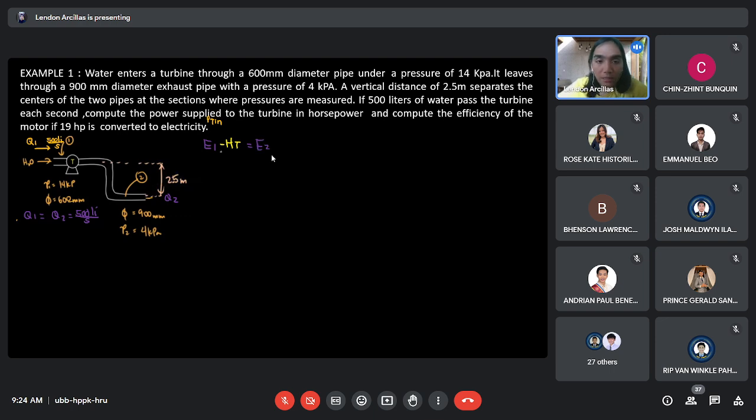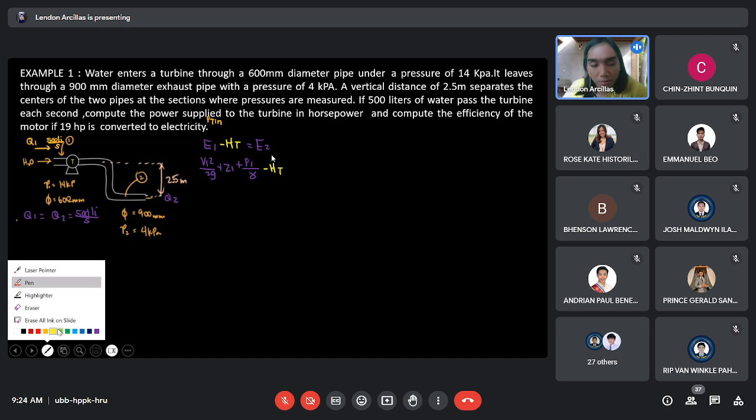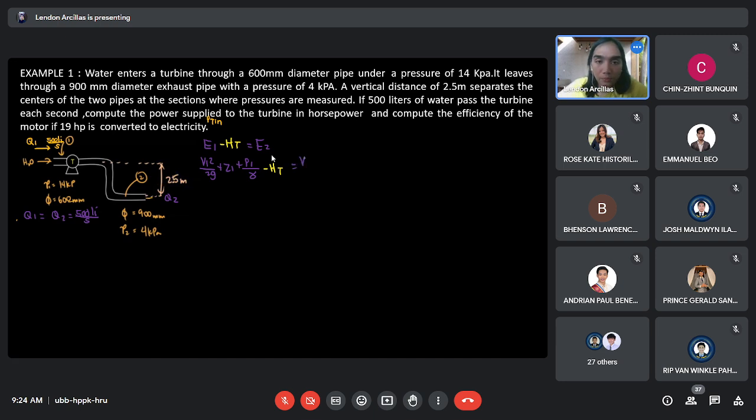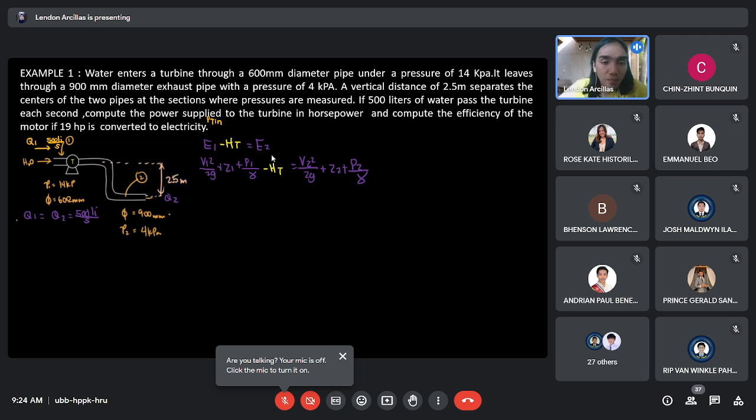Okay. So, E1 is composed of 3 energy head. The velocity head plus the elevation head plus the pressure head. So, minus HT or the head turbine. So, alamin natin kung anong tong HT, in or out. So, yun yung diniscuss ko kanina. Okay. So, let us first substitute the given, kung ano yung makikita natin dito.